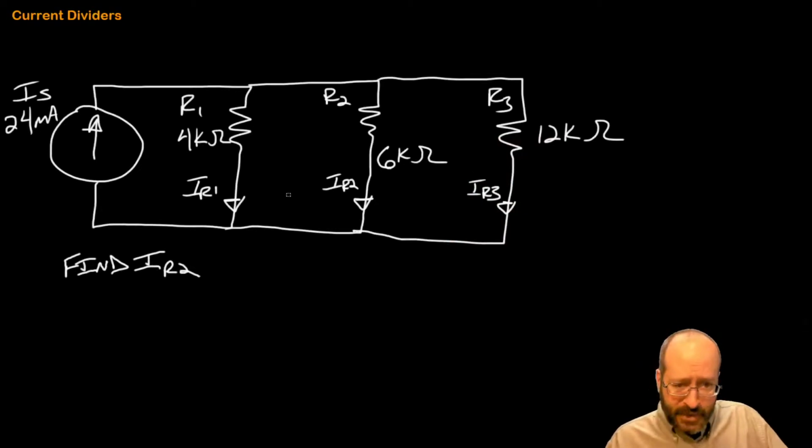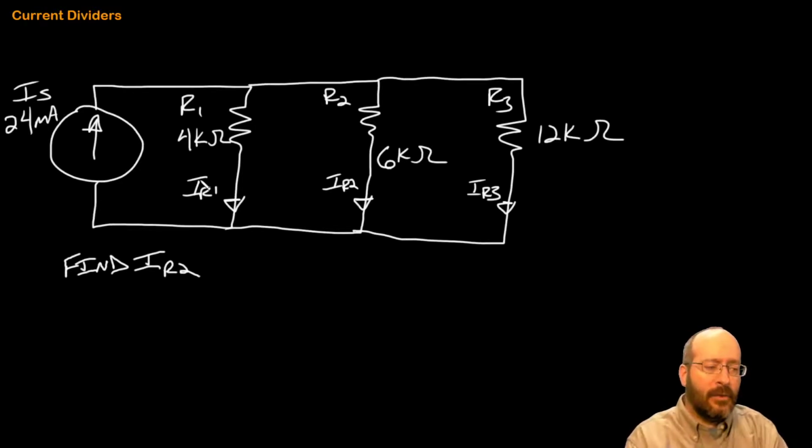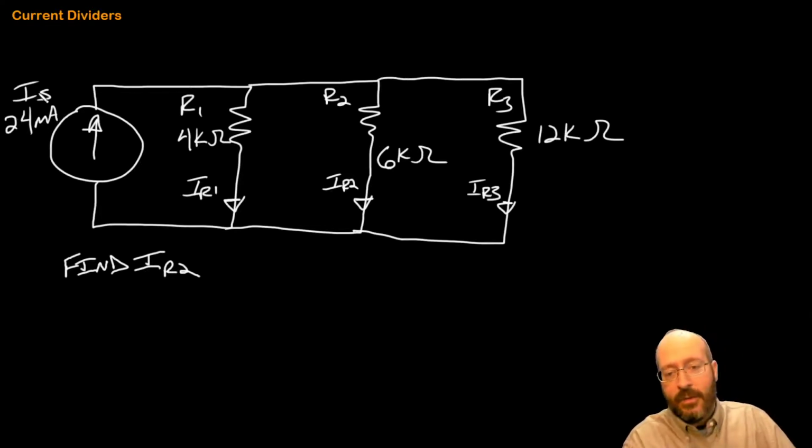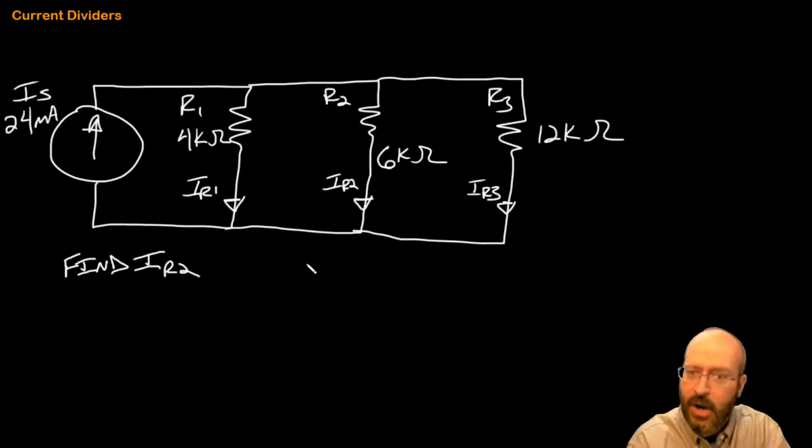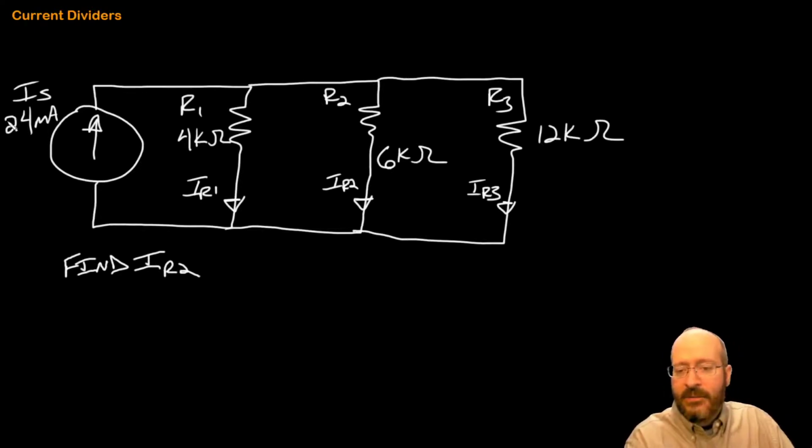Okay, so to find IR2, we can look here, but we're limited to two parallel branches. So we've got to figure out what to do with these other branches. Now we're thinking about applying the current divider, so we have to stop and say, am I trying to relate a current to some other current? And we are in this case. We're trying to figure out how this 24 milliamps splits between these three branches.